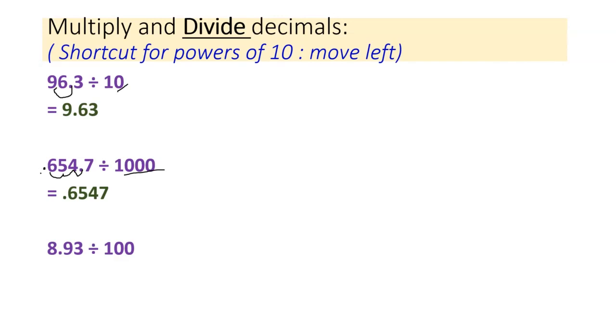Let's try one last one. We have 8.93 divided by 100. 100 means two places to the left. Now, when I move my decimal, I only have one number. I still need to move a second time. I'm going to use a 0 as my placeholder, and I must put the decimal in front of the 0. My final answer will look like 0.0893. This shortcut technique with the powers of 10 is useful if the calculator is not allowed during the quiz or the test.